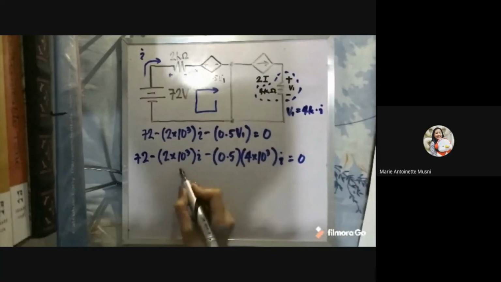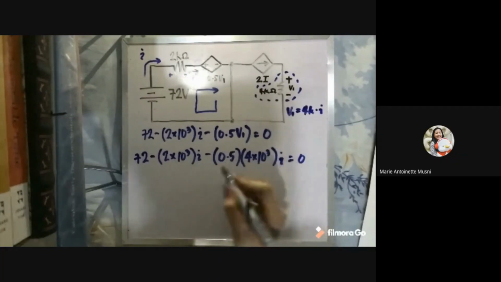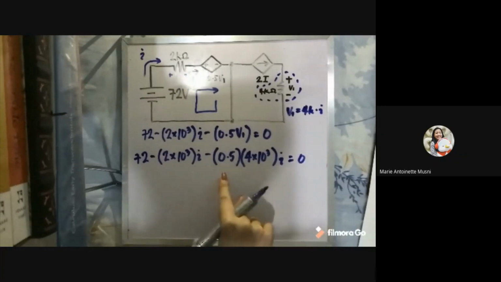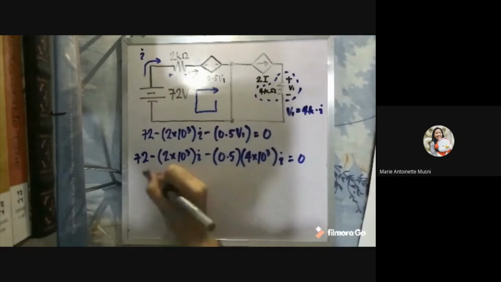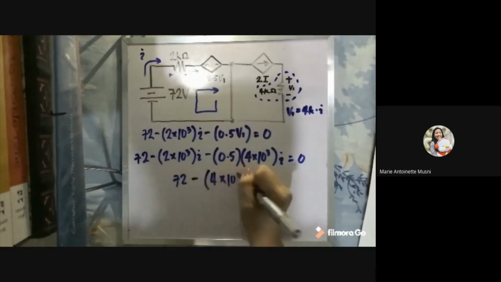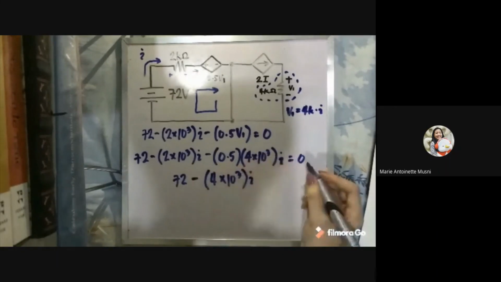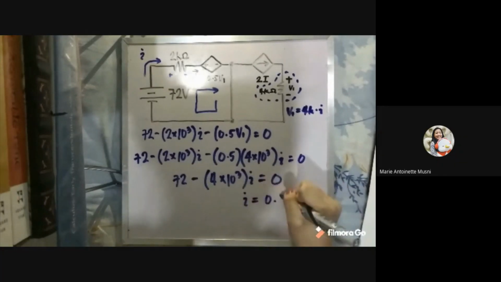Now, when we combine these two, we are left with negative 2 minus 2. We're left with 72 minus 4 times 10 raised to 3 I equal to 0. And by transposition, we get that I is equal to 0.018 amps.